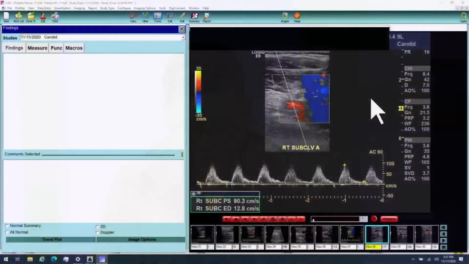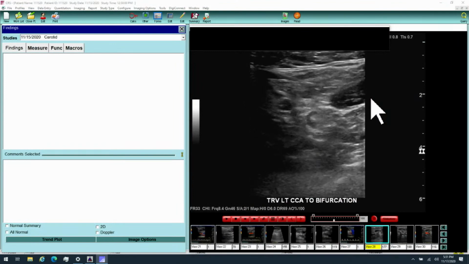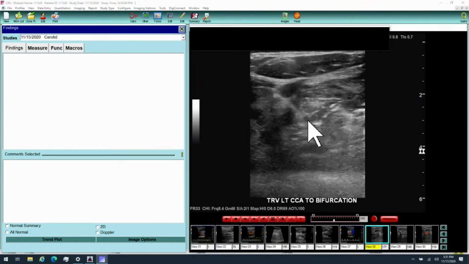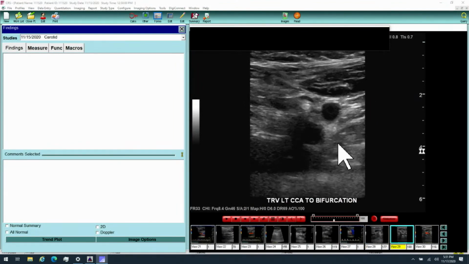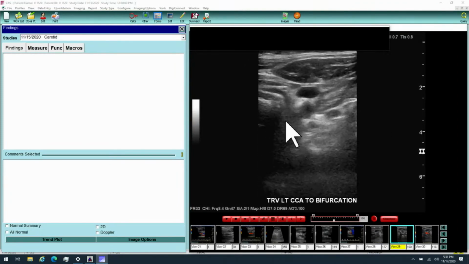Anyway, okay, so we're on subclavian monophasic waveforms, complete obliteration of the Doppler signals. We're going to the left. Here's a better view of that, yeah. So ICA here, ECA on the inside there.